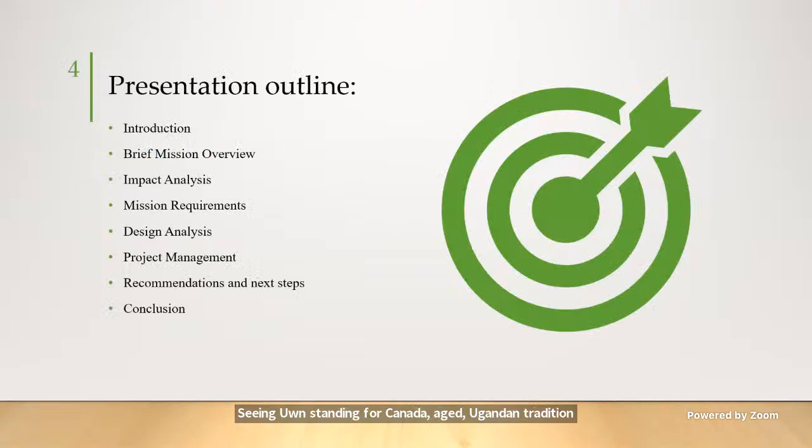And here's our presentation outline. We begin with an introduction and a brief mission overview. Then we refer to impact analysis, followed by mission requirements and design analysis. Then we head to project management, and we finish with the recommendations and next steps.